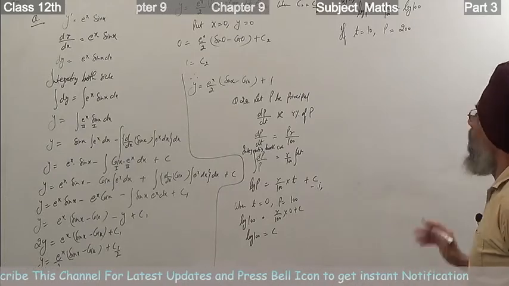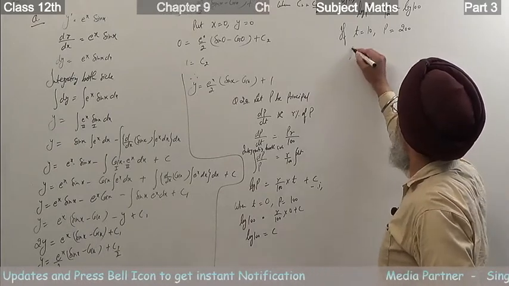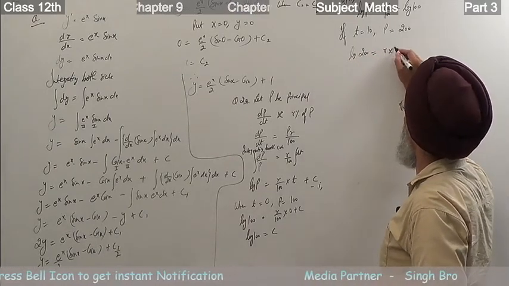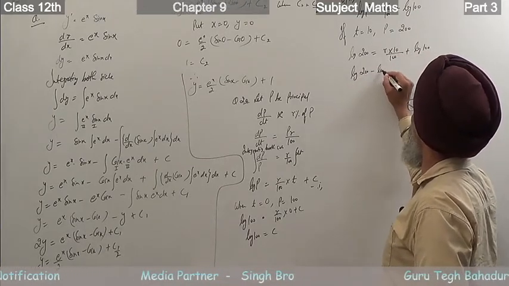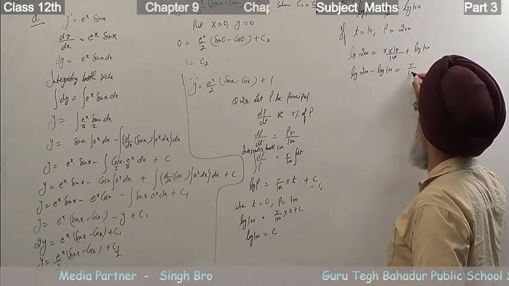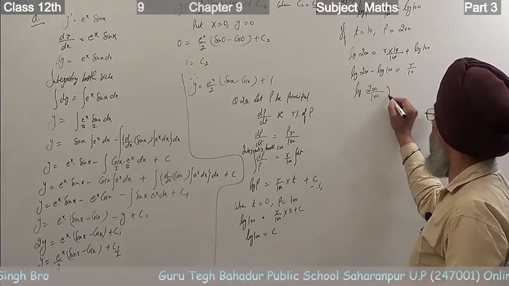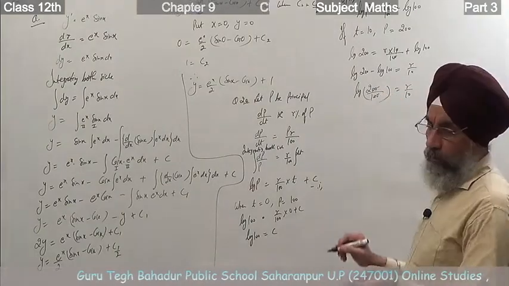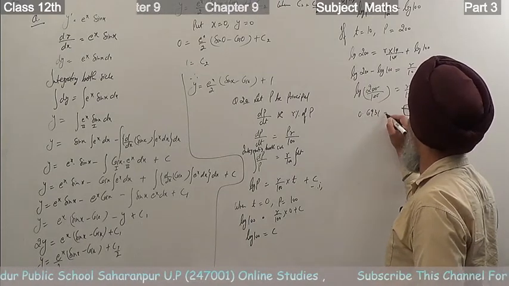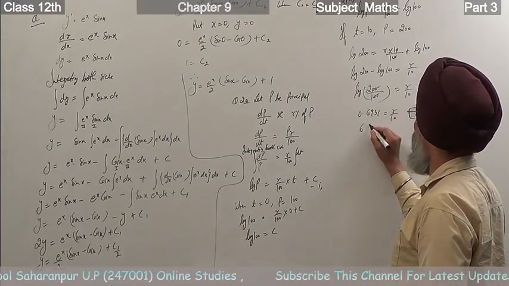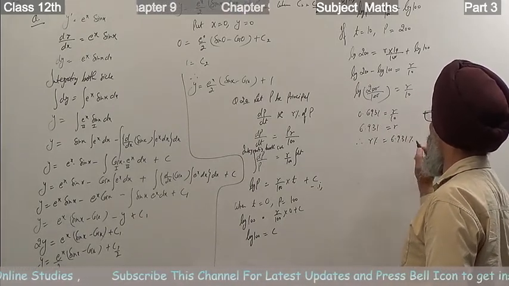Now after 10 years, t is equal to 10, P is equal to 200, the amount doubles itself after 10 years. So log 200 equals (r times 10)/100 plus log 100, so log 200 minus log 100 equals r/10. Log m minus log n is log (m/n), so 200/100 gives log 2 equals r/10, and the value of log 2 is given to us as 0.6931. Multiplying by 10, r is 6.931, therefore our rate percent is 6.931%.